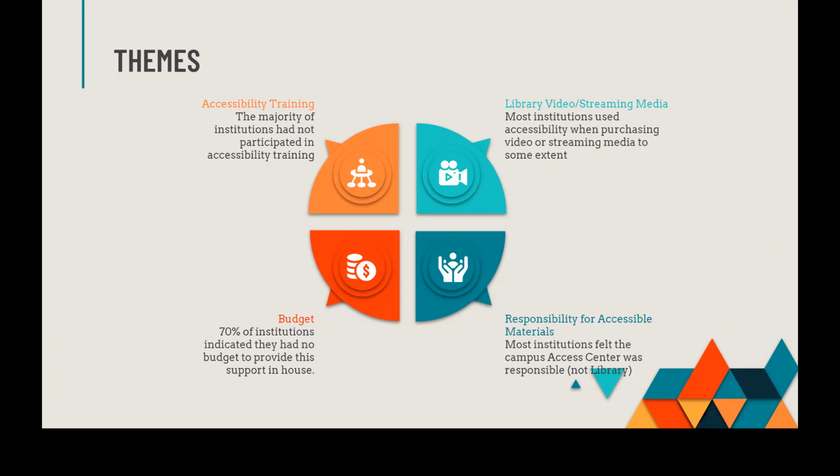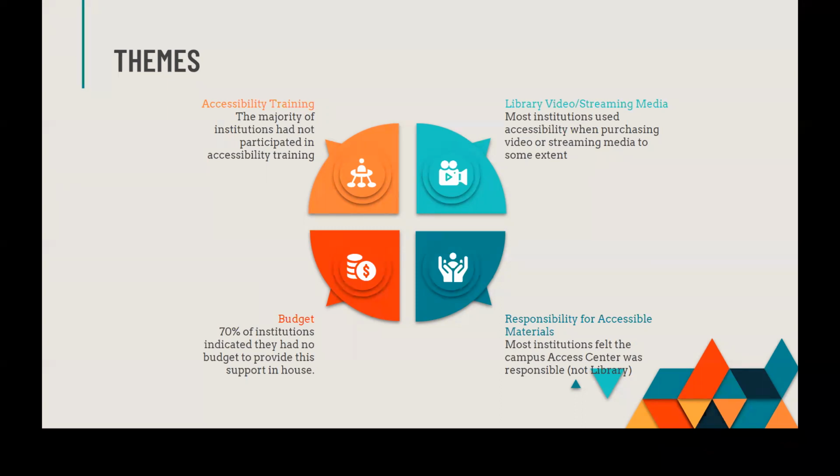Secondly, regarding library video and streaming media, this was one of our biggest concerns because we found that most institutions were considering accessibility when they were purchasing video or streaming media, at least to some extent. And in regards to budget, and this is the really important one, it costs money to have things presented in multiple different formats. We found 70% of the institutions we polled indicated they had no budget to provide this kind of support in-house. And what that means is it's going to require libraries to carve funding out of other locations, taking money away from other initiatives and programs. And we don't want that. What we really want is for policymakers to be supporting accessibility, and that requires some advocacy.